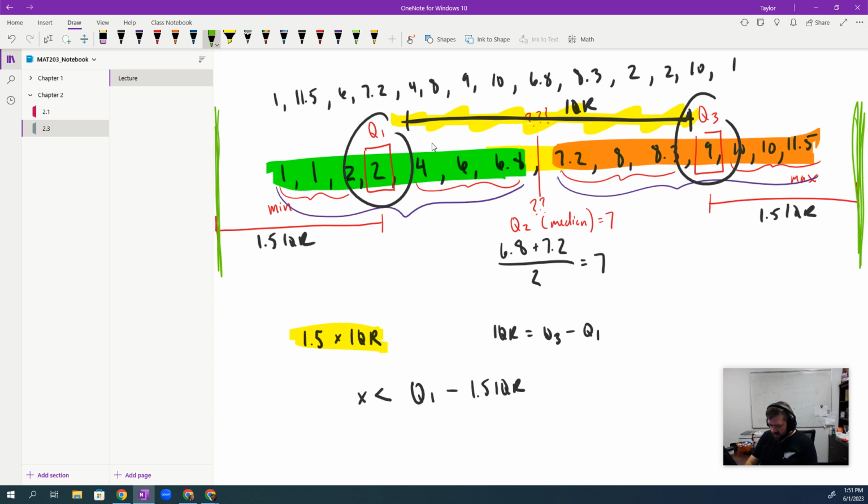And there's my timer. I'm going to wrap up this example and then we're going to stop on this video. So if X is less than the first quartile minus 1.5 times IQR, then we have an outlier. And if X is bigger than Q3 plus 1.5 times the IQR, that is an outlier.